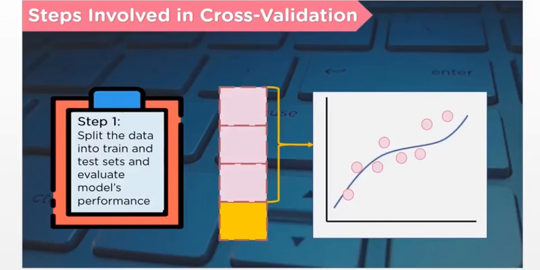The steps involved in cross-validation are: step 1 is to split the dataset. We divide the dataset into k subsets, in which each fold should have approximately the same size. For example, for a dataset with 1000 samples and 5-fold cross-validation, we divide the data into 5 equal subsets, each containing 200 samples.